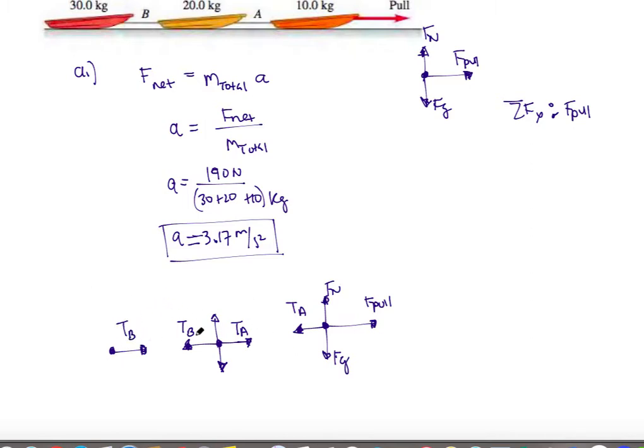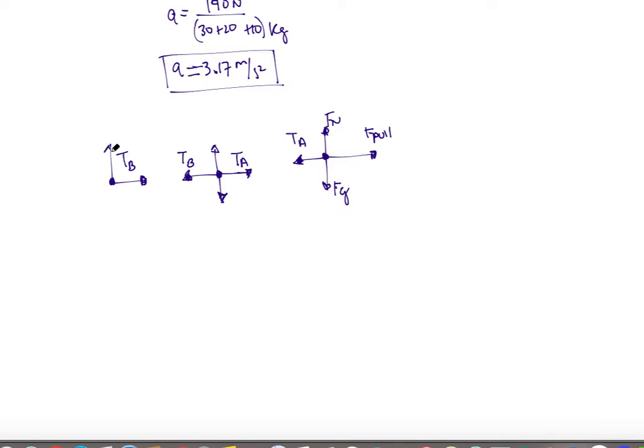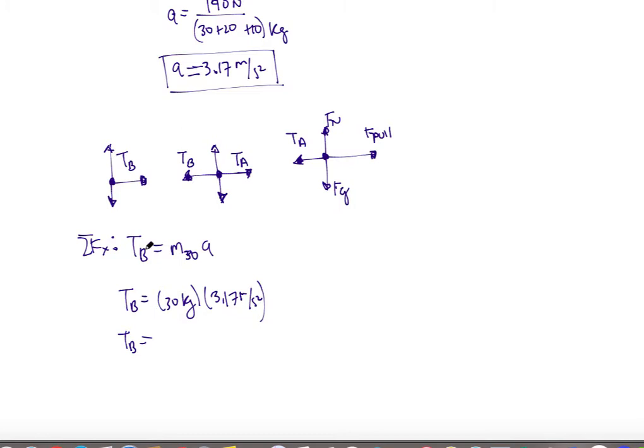So what I can actually say from this is the following. So there's also normal and gravity. From the last free body right here, tension B must be equal to the mass that is actually 30 times a. So tension B is actually going to be 30 kilograms times this acceleration that I found in part A, which is 3.17 meters per second squared. So tension B should work out to be 95 newtons.